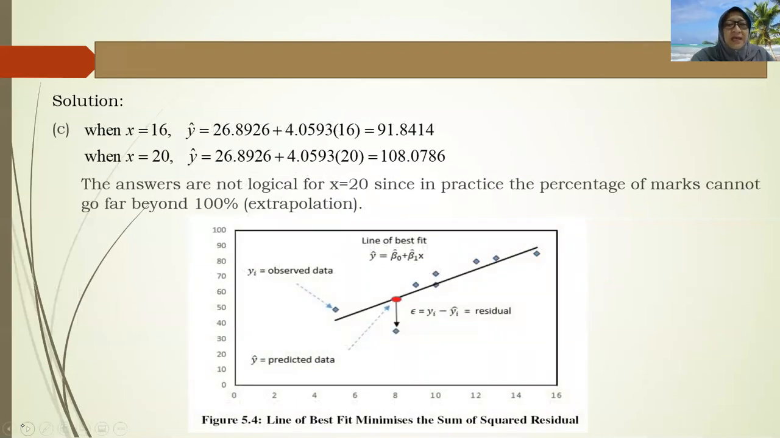The last part is the prediction, when x equals 16 and when x equals 20. You simply substitute into the formula. Then we can comment here. Normally the total marks is over 100, so the answer is not logical for x equals 20, since in practice the percentage mark cannot go beyond 100%. This is what we mean by extrapolation. So you need to be careful when you get the answer, and the answer should be practical.